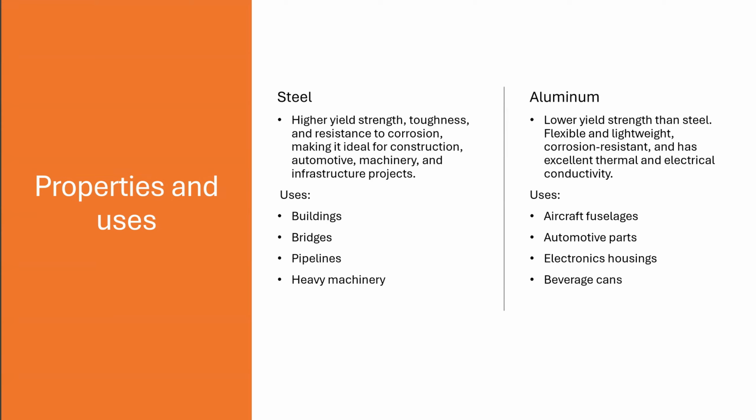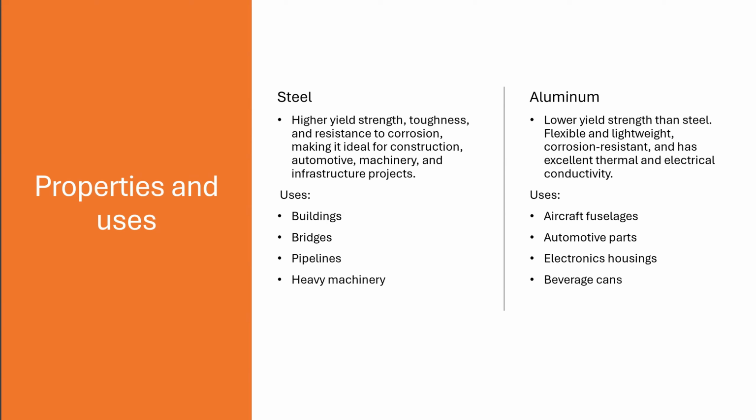Steel, with respect to aluminum, has higher yield strength, toughness, and is slightly resistive to corrosion, not really compared to aluminum, but it can be resistant to corrosion when it's stainless steel. Steel is ideal for construction, automotive, machinery, and infrastructure projects. The uses of steel may be in buildings, bridges, pipelines, and heavy machineries.